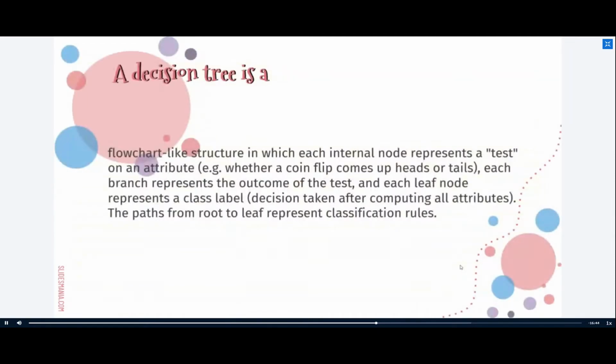So a decision tree is a flowchart-like structure in which each internal node represents a test on an attribute. So for example, whether a coin flip comes up heads or tails, each branch represents the outcome of the test, and each leaf node represents a class label. So the decision is taken after computing all attributes. The paths from root to leaf represent classification rules.